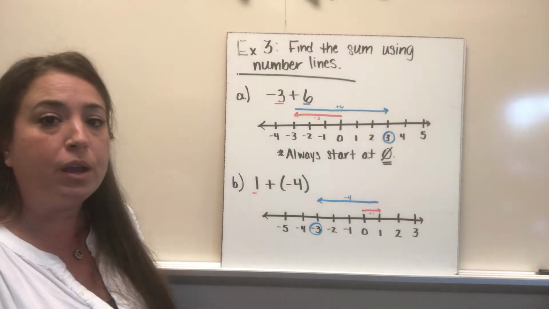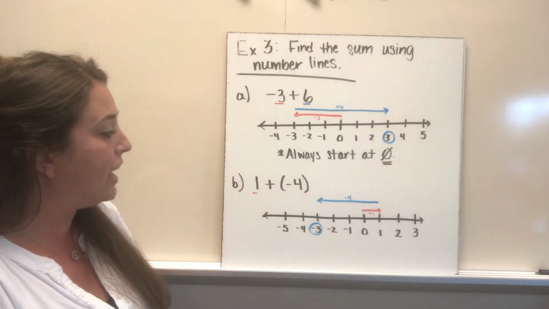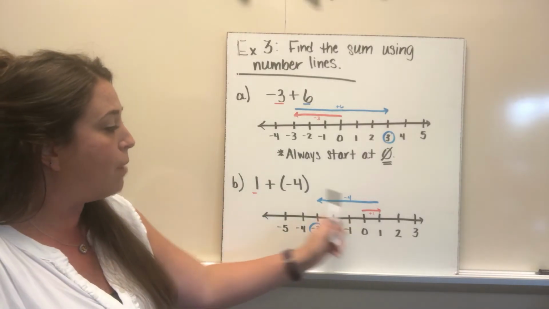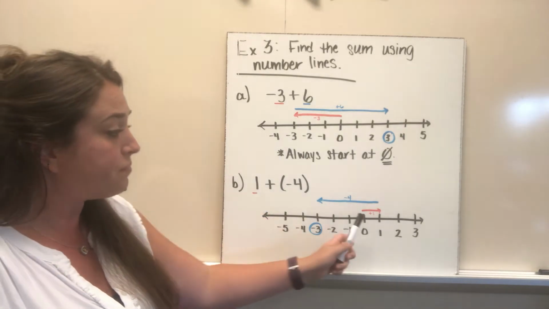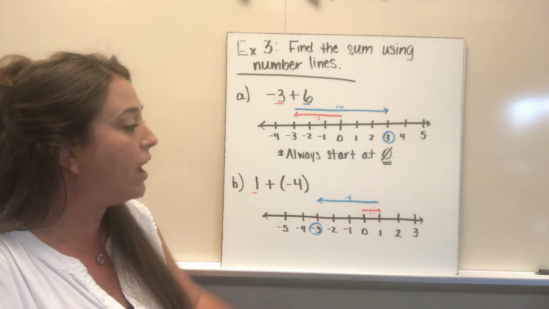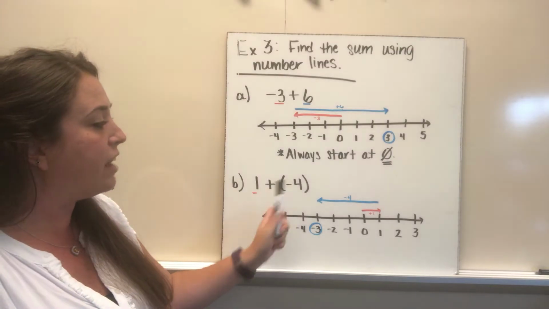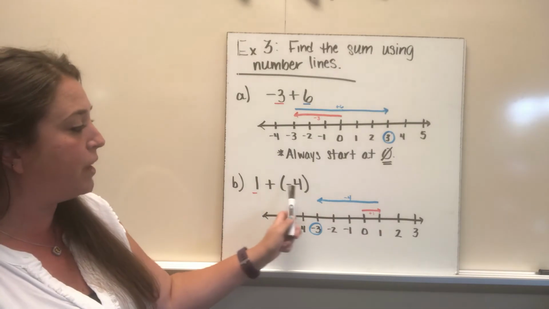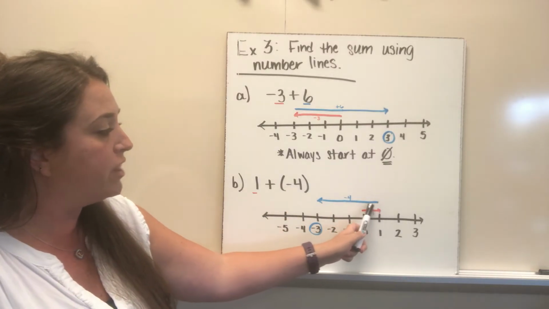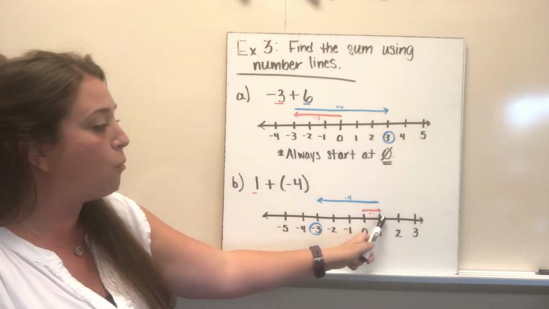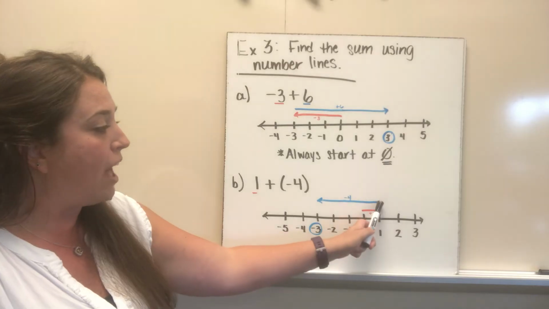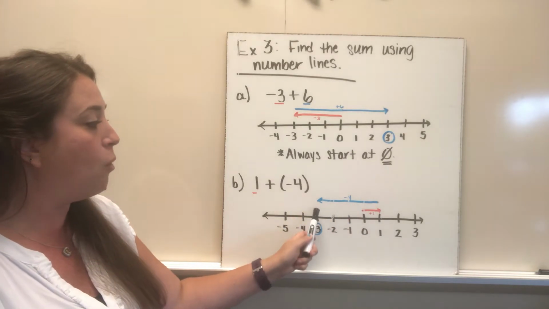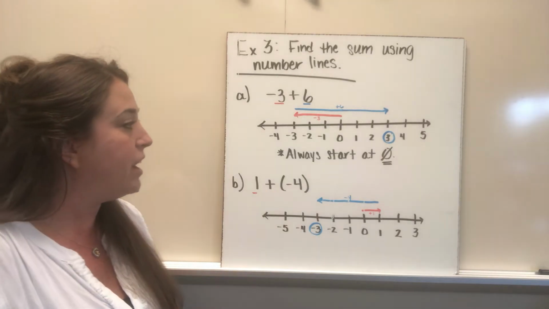Looking at example 3b, 1 plus -4. Again, always start at 0, and I'm going to graph +1. So I'm going to graph 1 to the right. Then I'm going to add a -4 to that. So I'm going to move in the opposite direction because it's negative. I'm going to move left 4 from where I was. So I was at 1, and I'm going to move 1, 2, 3, 4. I end up at negative 3.